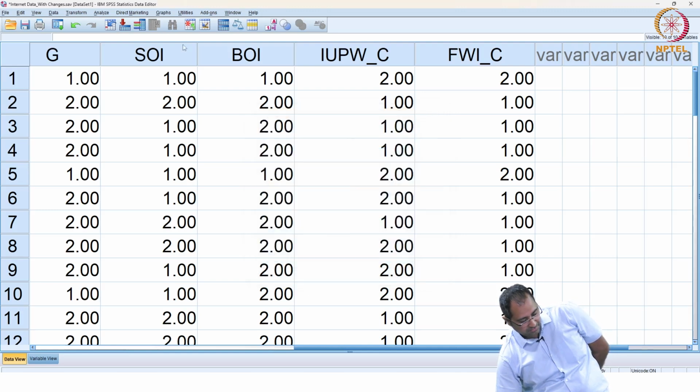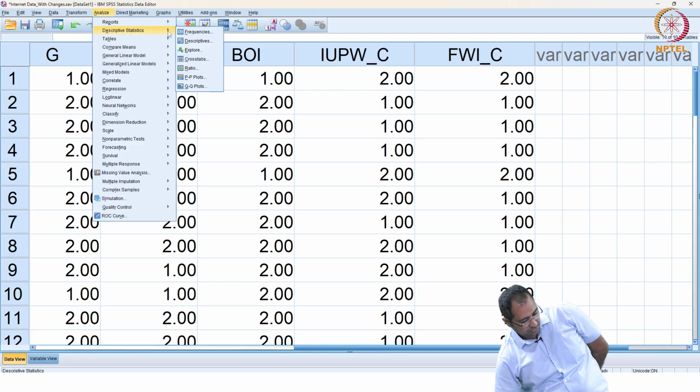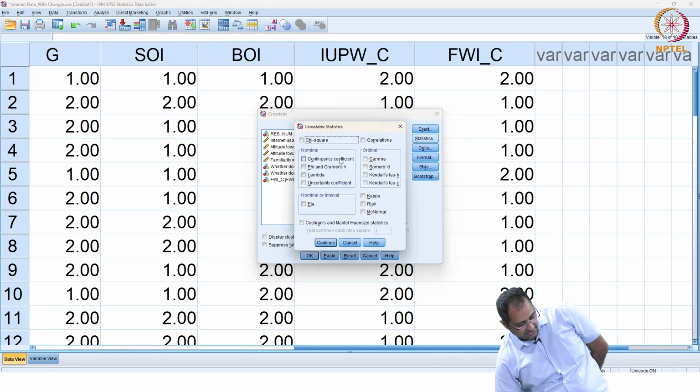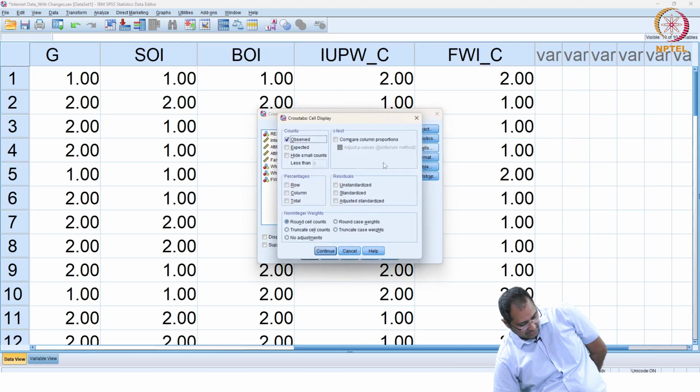Oh, sorry, column. Column should be gender. So descriptives, cross tabs, reset. Column is gender. IUPW here. Statistics, we will put chi-square. This is fine. Chi-square is fine. In cells, percentages.